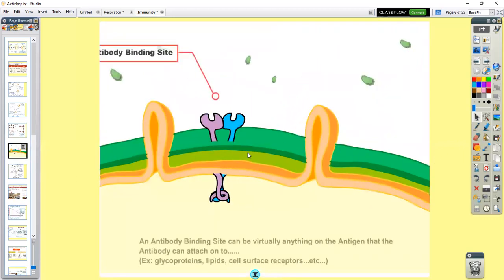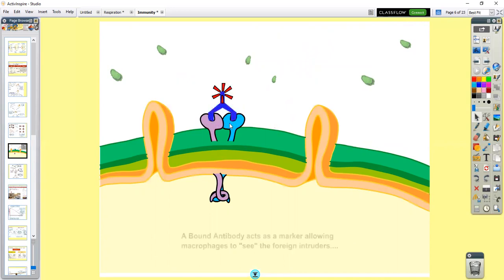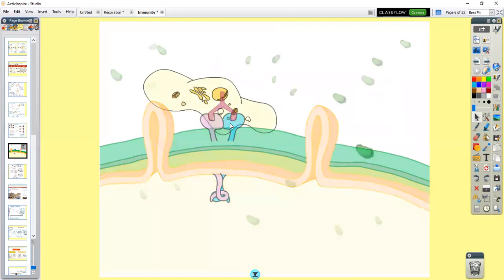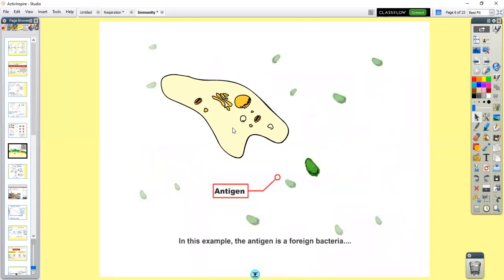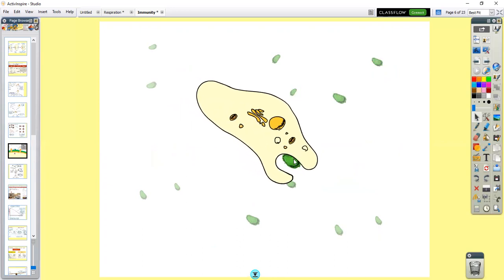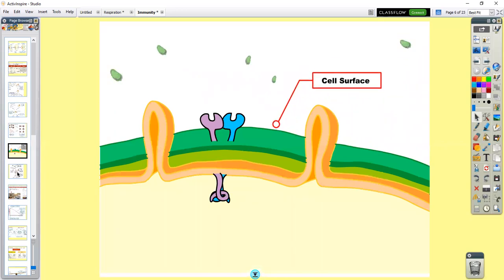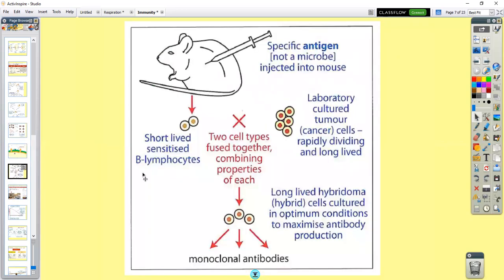So there's the antigens. You can see the antibody will bind to, is complementary to, these antigens on the cell surface. It can bind to those, and it acts as a marker, and then those macrophages will recognize that marker, the antigen with the antibody attached, and then it can engulf and break down that infected cell.